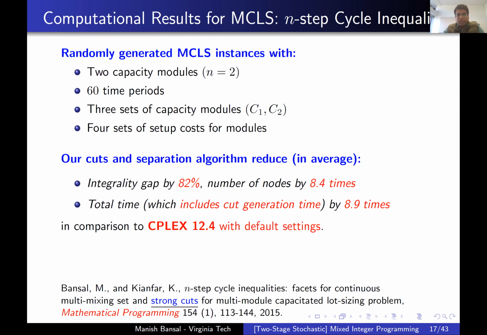We said, okay, let's computationally evaluate that. We randomly generated some instances with 2 capacity modules, and we added all those cuts, using our separation algorithm, at the root node and then let CPLEX solve the problem, in comparison to not adding those cuts at the root node and letting CPLEX solve the problem. By adding these cuts, we were able to reduce the integrality gap by 82%, and the number of nodes was reduced by 8.4 times. And the total time, which includes the cut generation time, was reduced by 8.5 times. So from this, we observed that these cuts are strong.